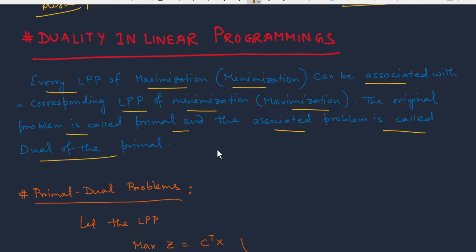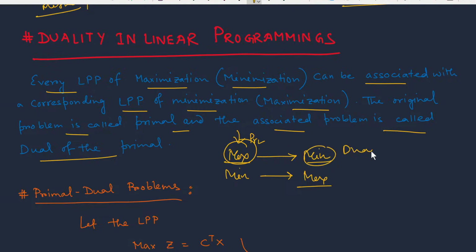That means suppose we have a maximization problem, then we associate this maximization problem with a minimization problem. And if there is a minimization problem, then we can associate it with a maximization problem. So if the given problem is the maximization problem, then this is called the primal problem and the associated one is called the dual problem, and the vice versa case can also occur. Okay, so this is the case of duality in linear programming.